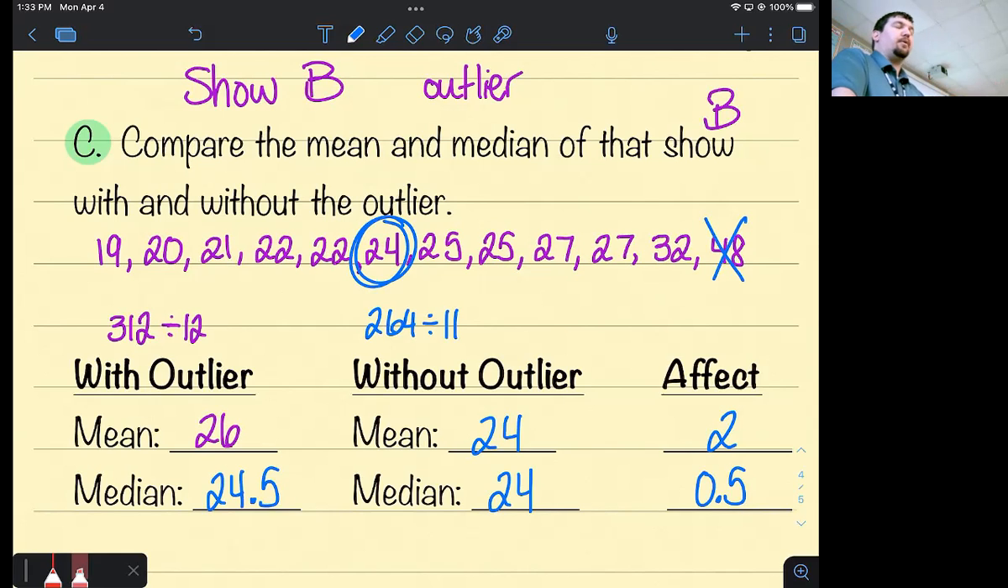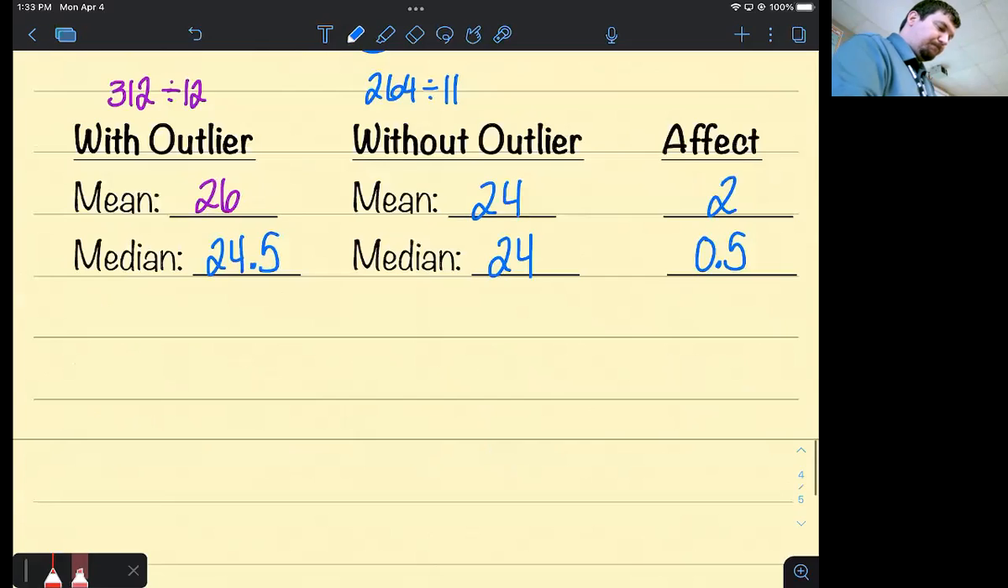Well, the mode is still the same. It's 22, 25, and 27 in this problem. There are 3 modes. 22, 25, and 27. So the mode's not going to be affected, but I don't really use that one as my best measure of center.